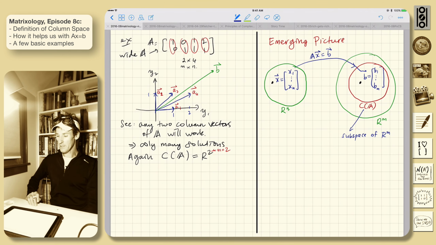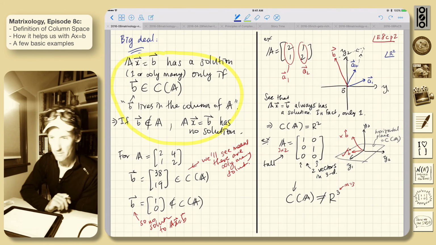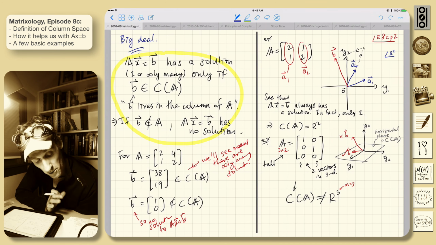And if B is in that subspace, there is a solution. There may be infinitely many. There may be one solution. If it's outside of it, there are 0 solutions. And that's this statement here. Okay, so we're on our way.